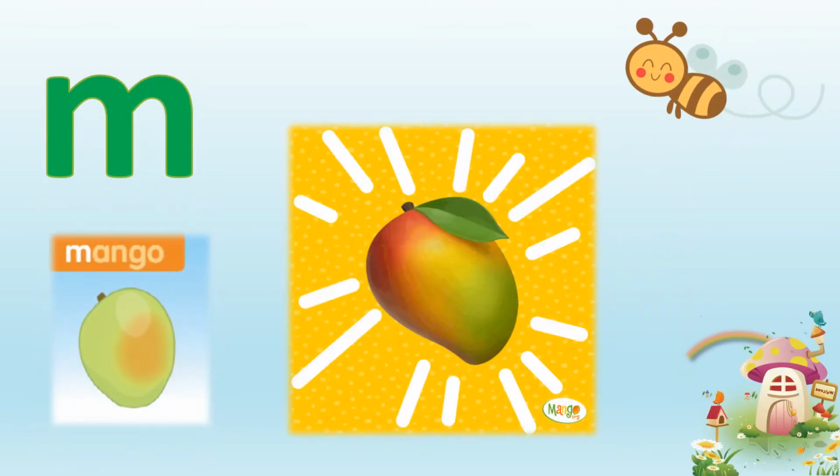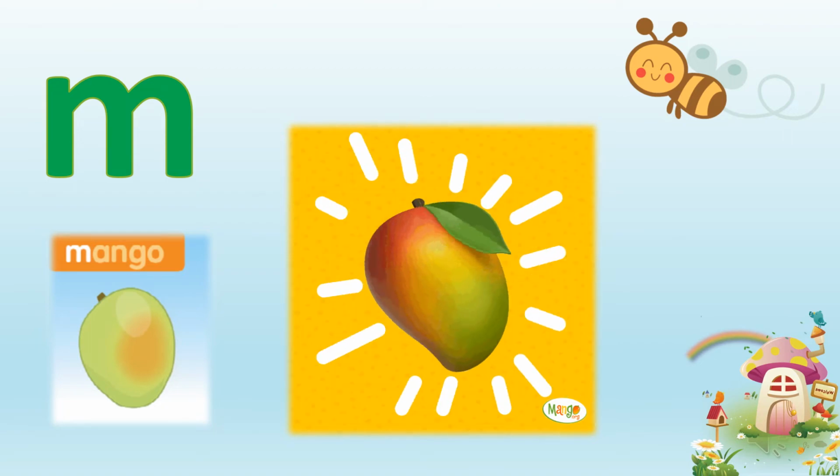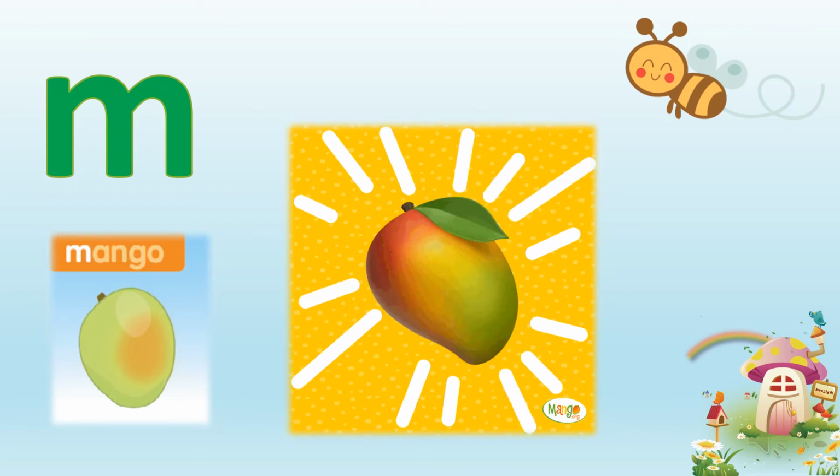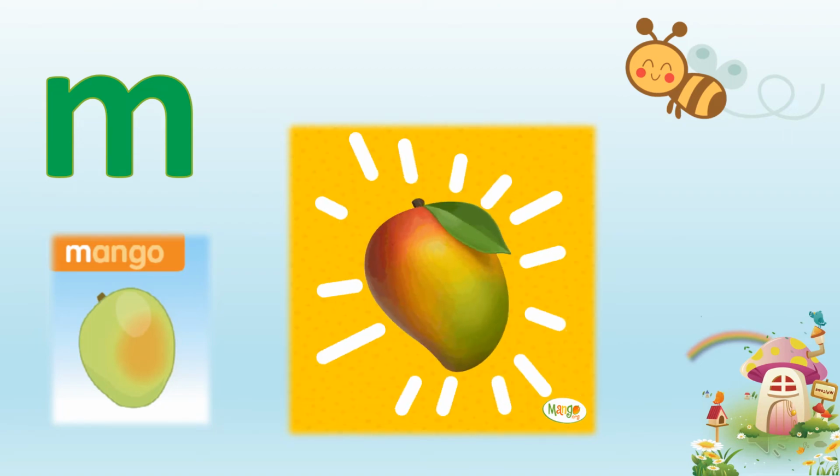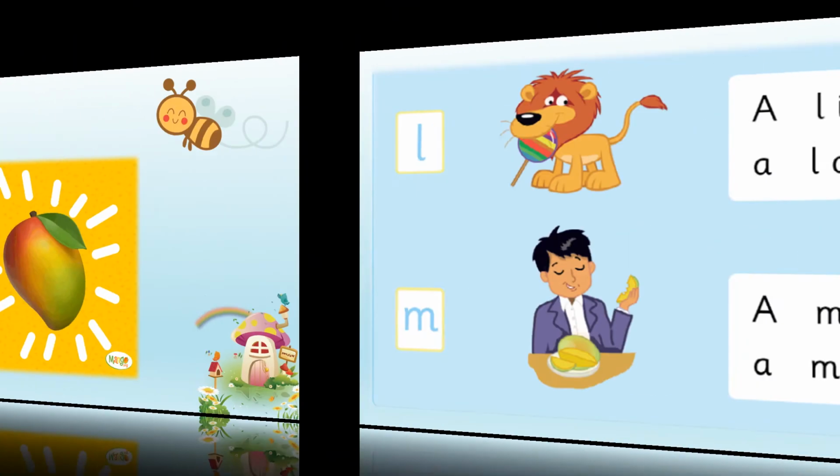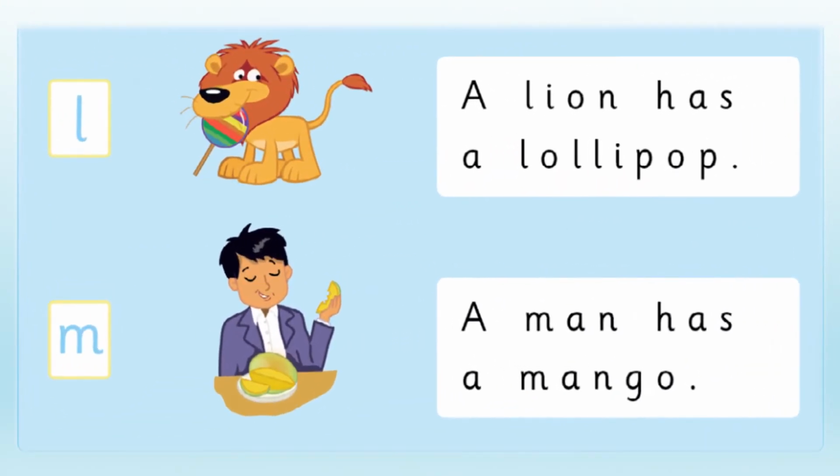Mango. M. Mango. Mango là quả xoài. Okay then. Now, I have two pictures and two sentences. Look at the first. Lion. A lion. Lollipop. Lollipop. So, I have a sentence. A lion has a lollipop.